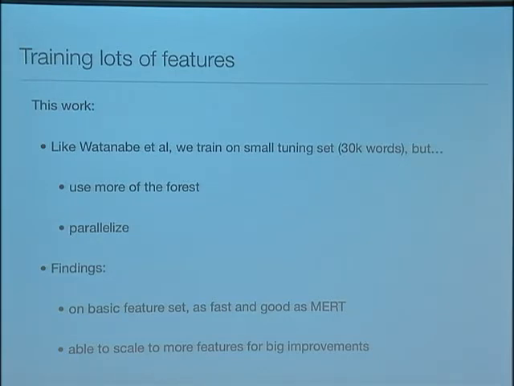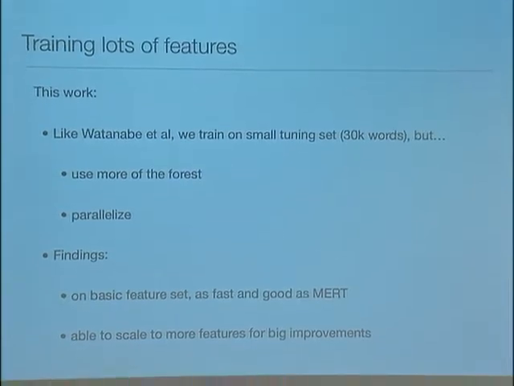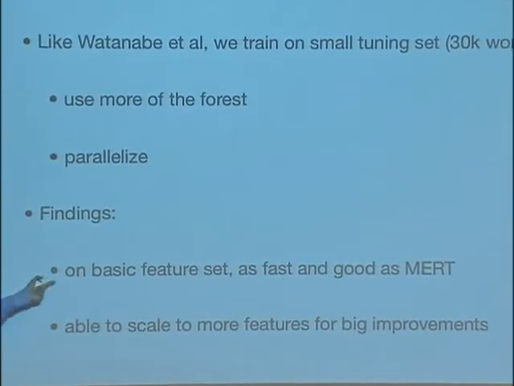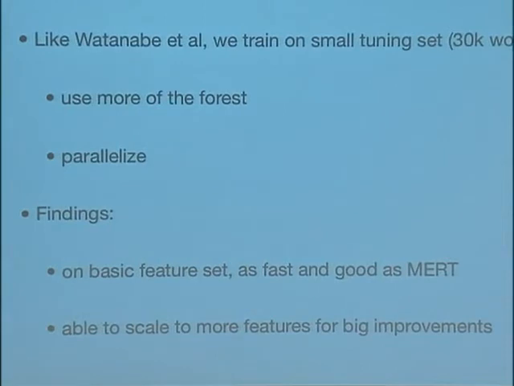And our findings: we're able to show that even when you don't add any features, even when you use the same features, the performance is as good or sometimes even a little bit better than MERT's, and the speed is also as good or maybe even a little bit better than MERT's. But what we're really interested in is being able to add more features and getting improvements in translation quality.